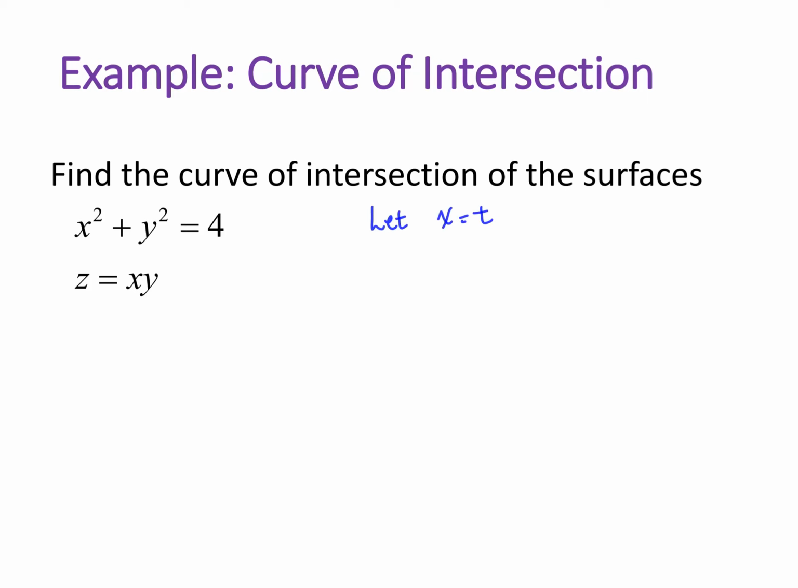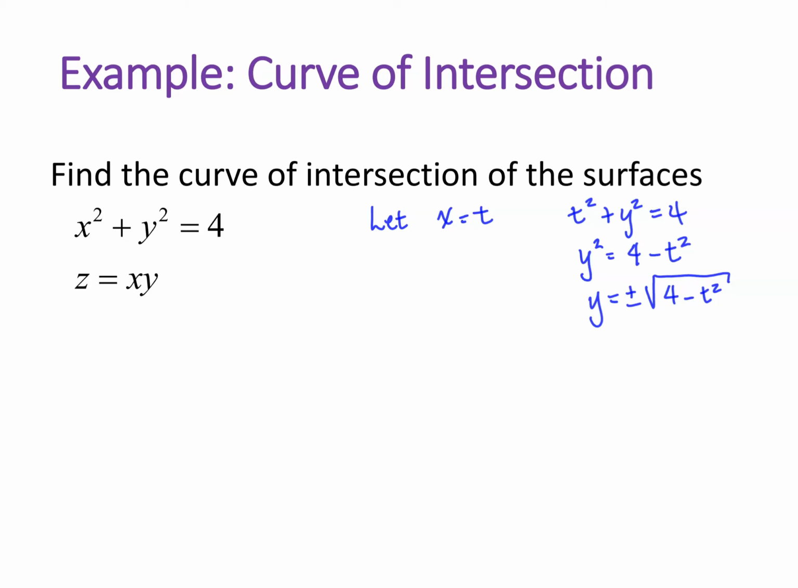Then in our cylinder, we would have t squared plus y squared equals 4. We could solve for y and substitute what we know about t and y back into z, and we would have a representation. So quickly, y squared would equal 4 minus t squared. Then y would equal, taking the square root of both sides, plus or minus the square root of 4 minus t squared. So there are actually two representations of y, not a single one.